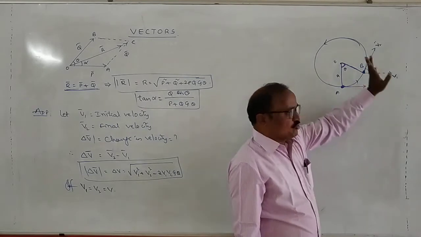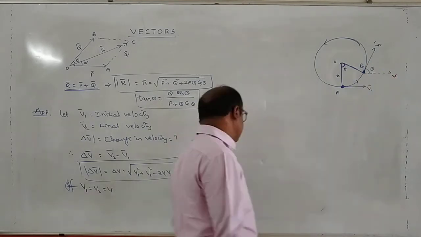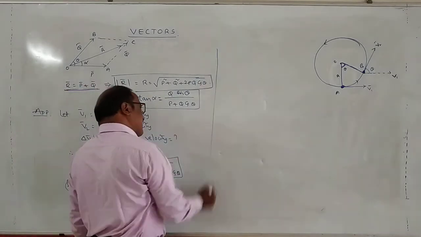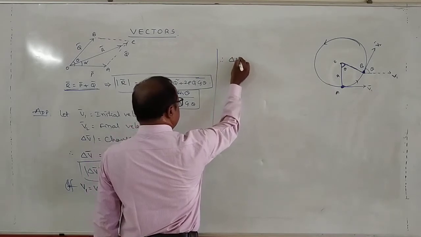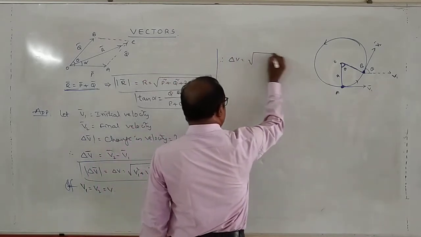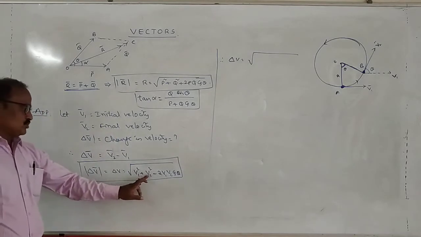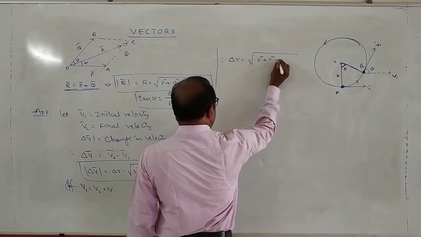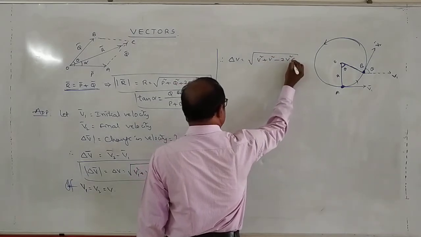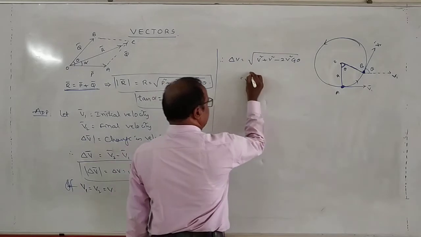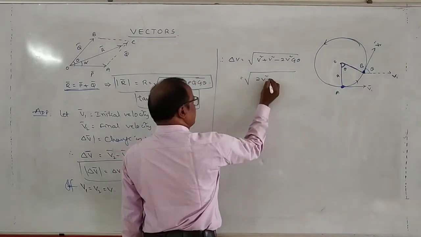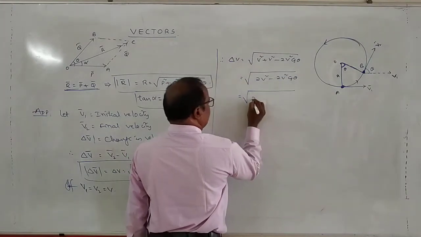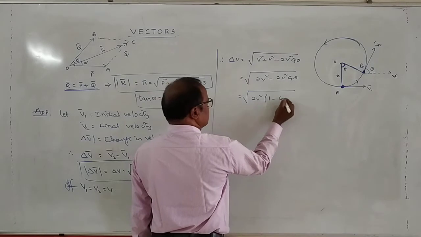The magnitudes of v1 bar and v2 bar are both the same. That means the magnitude of v1 bar is equal to v1 equal to v2 equal to v. In this situation, what is the magnitude of change in velocity? Delta v is equal to root over v1 square plus v2 square minus 2 v1 v2 cos theta. That means v square plus v square minus 2v square into cos theta. That is root of 2v square minus 2v square cos theta, or root of 2v square into (1 minus cos theta).